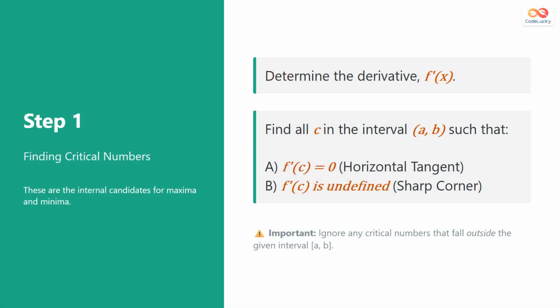Step 1 is finding the critical numbers. These are the values inside the interval where the derivative is 0 or undefined. Remember to only keep the critical numbers that fall strictly between your endpoints, A and B.